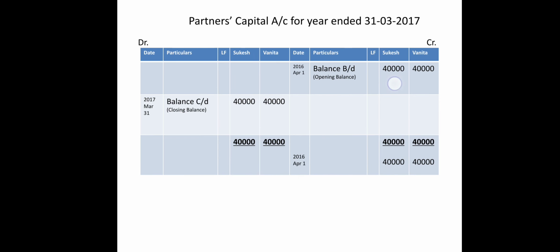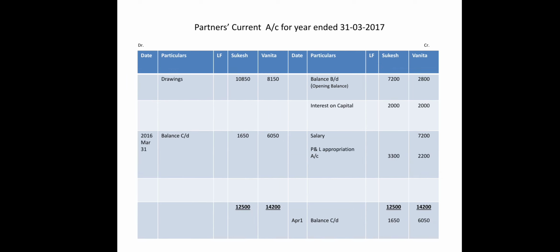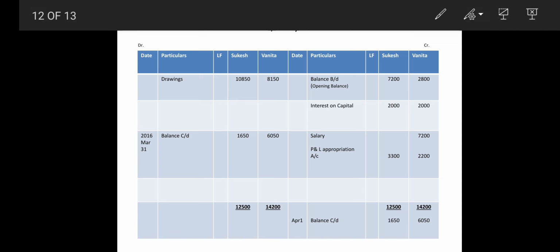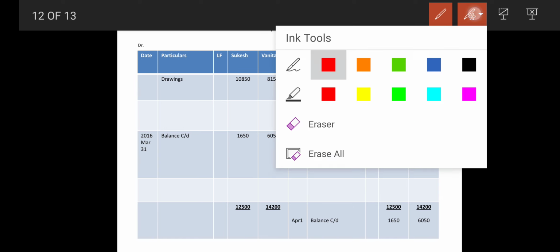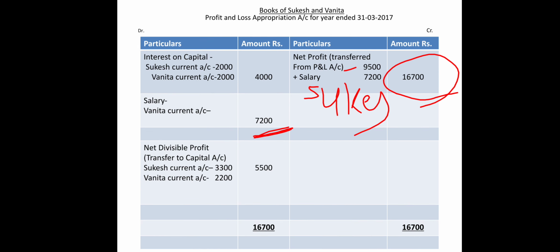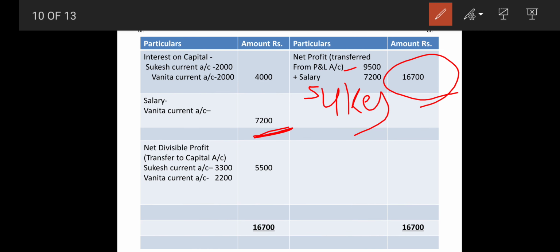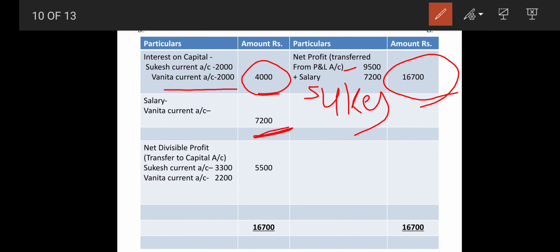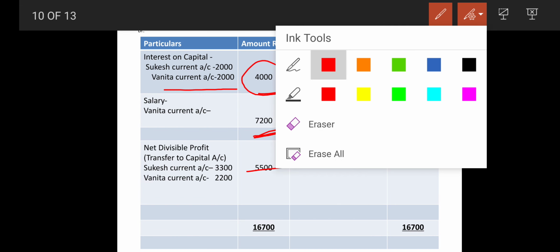The capital of Sukesh is 40,000, and Vanita's capital is 40,000. So both at the rate of 5% gives you 2,000 and 2,000 respectively. So both will be transferred to the P&L appropriation account on the debit side to interest on capital, that is 2,000 and 2,000, that is 4,000 respectively.